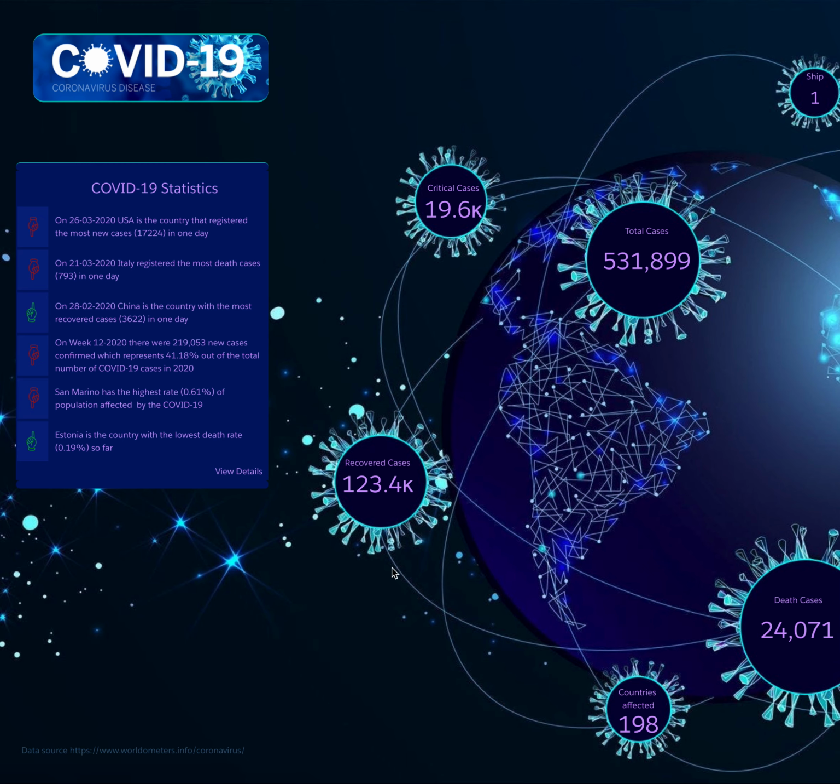In this dashboard, I have created a couple of pages to show data at the global view and at the country level as well. The first page displays a couple of KPIs like total cases, critical cases, total recovered cases, number of countries affected, and death cases. This is showing at the global level.